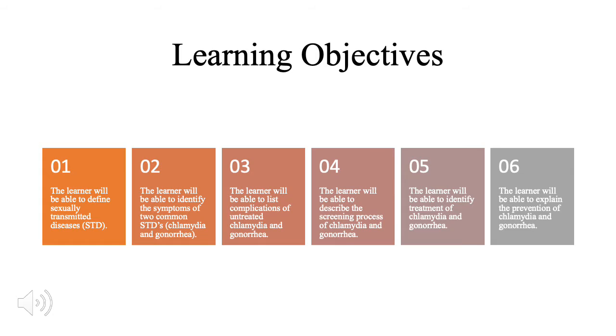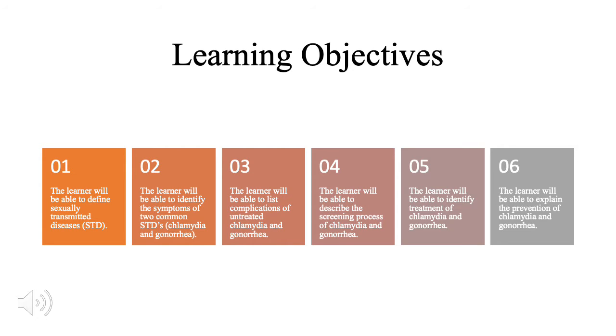Today's learning objectives include: Number 1, the learner will be able to define sexually transmitted diseases, or STD for short. Number 2, the learner will be able to identify the symptoms of two common STDs, chlamydia and gonorrhea. Number 3, the learner will be able to list complications of untreated chlamydia and gonorrhea.